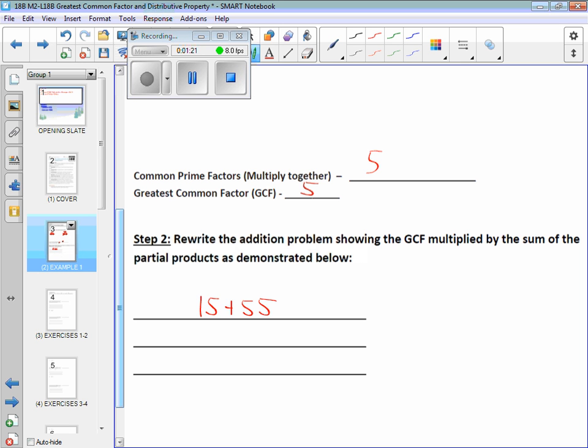What number was the GCF of those two numbers? Sam? Ready? 5 times what makes 15? Make a little dot. And we're going to enclose that in parentheses because that's one expression. Plus, what was that GCF again? 5 times what makes 55? Chels. Put that in parentheses.